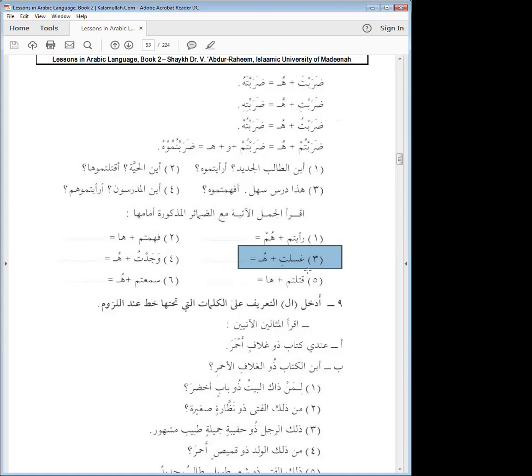Anybody? Right. Pay attention to this one. You have a kasra below the ta. So when you join the ha to that, what do we get? Ghasalti, he. Ghasalti, he, right? So the wow will change to ya because of the kasra below the ta, right?